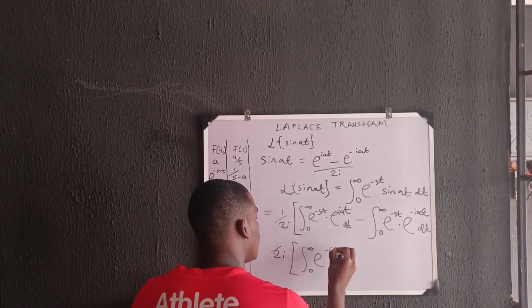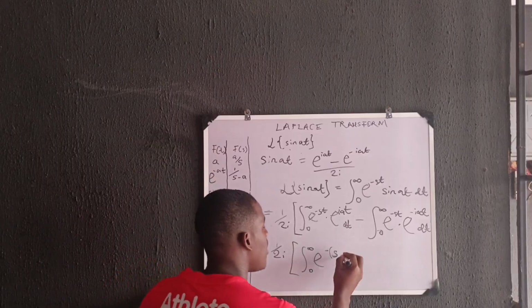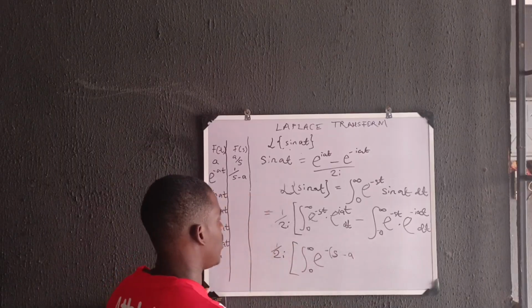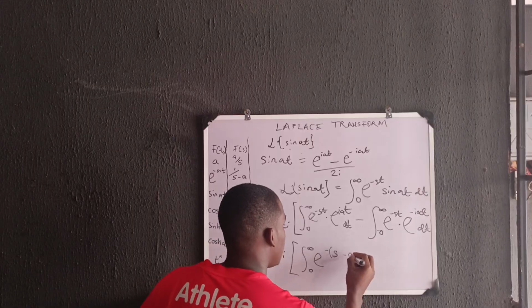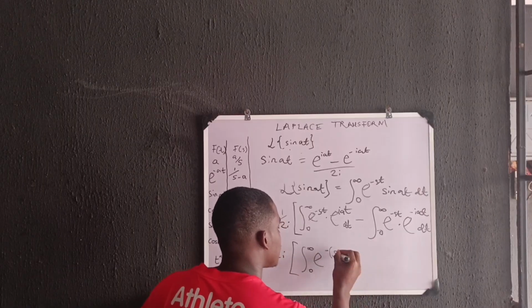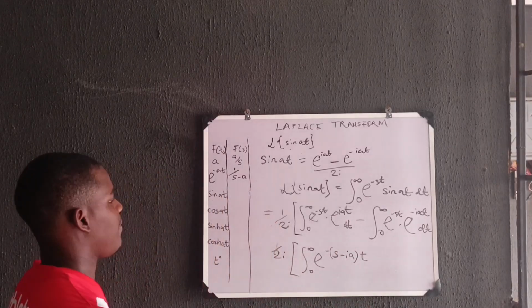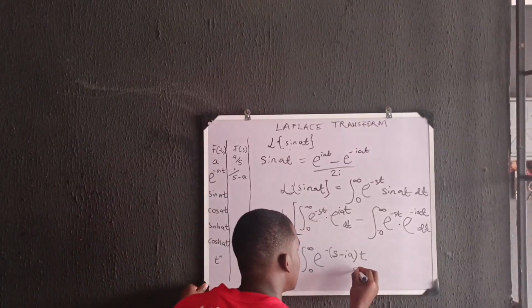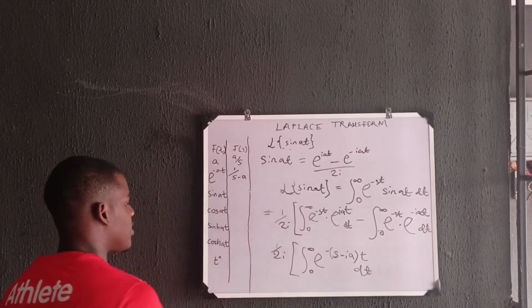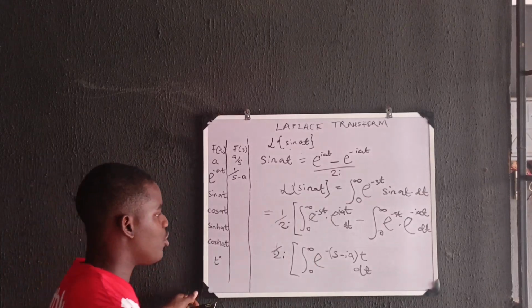We are going to have s minus ia instead. S minus ia, yes. S minus ia with t outside. That's what we are going to have here in t. So this is what it is going to be simplified to.